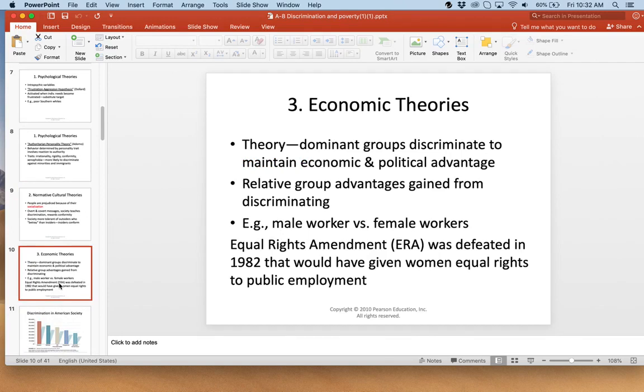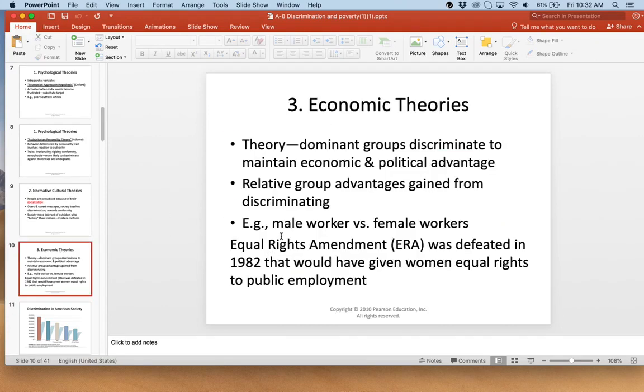The third theory was economic theories, that the dominant groups discriminate to maintain economic and political advantage. Relative group advantages gained from discriminating. For example, in apartheid South Africa, where the minority dominated the society, they dominated because they control the economy, they control the industry, they control everything else. And so for that economic reason, they were not really ready to give up their dominance.